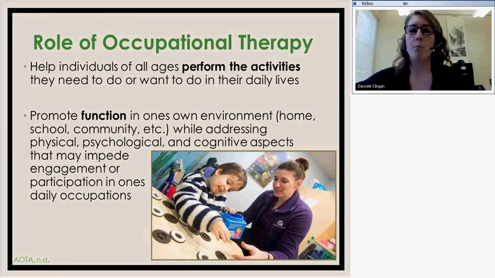So now we'll transition into the role of occupational therapy. For those who might not be as familiar with occupational therapy, these individuals are helping all types of normal society, from birth all the way up to productive aging. And we're really looking at how an individual is able to perform their daily activities, how they are able to perform what they need to do or what they want to do. All at the same time, we want to promote function in one's own environment. So we do this by looking at the physical, the psychological, and the cognitive aspects, and how that might impede engagement or participation in one's daily occupations. So we're looking to find ways to reduce a disability, an illness, or an injury that might be impacting one's daily functioning.